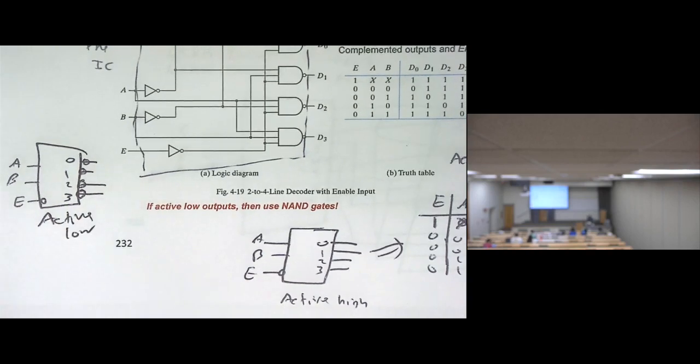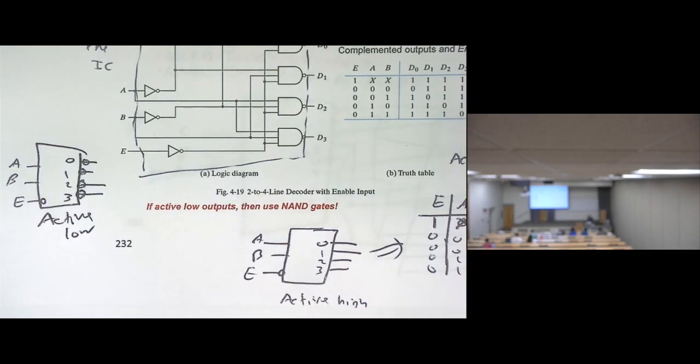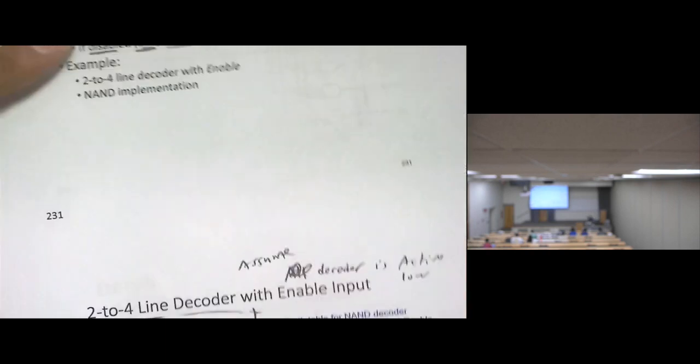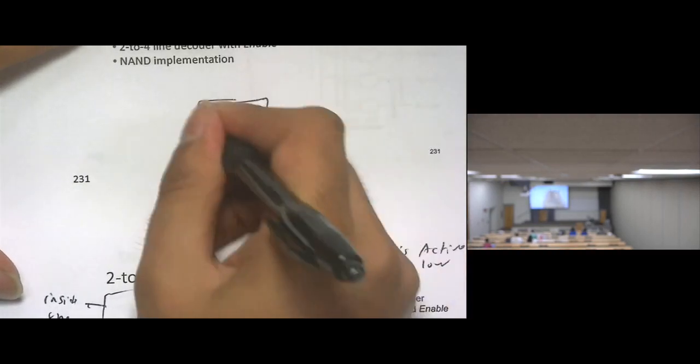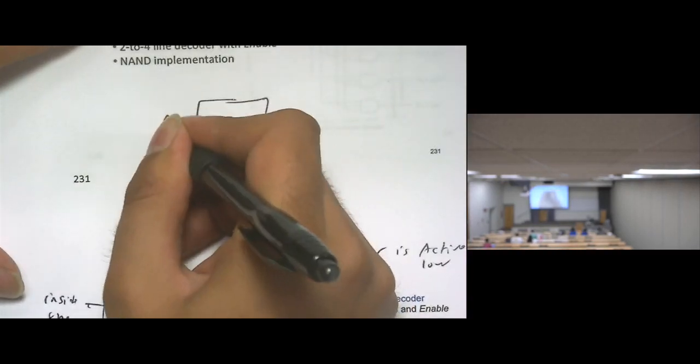In any circuit, even if it's not stated whether it's active high or active low, look at the circuit. When there's a bubble, this means active low. Understood? Let me just draw this and ask you, is this active high or active low?